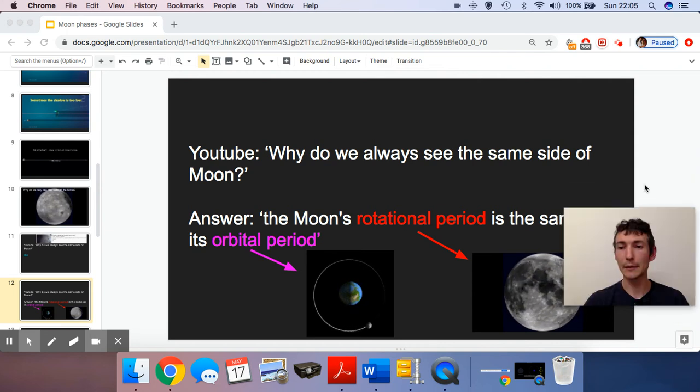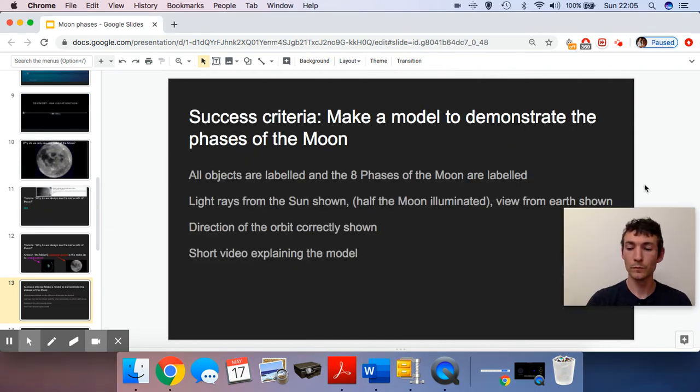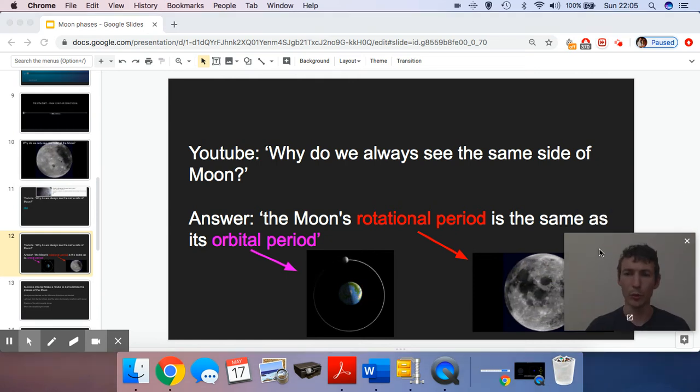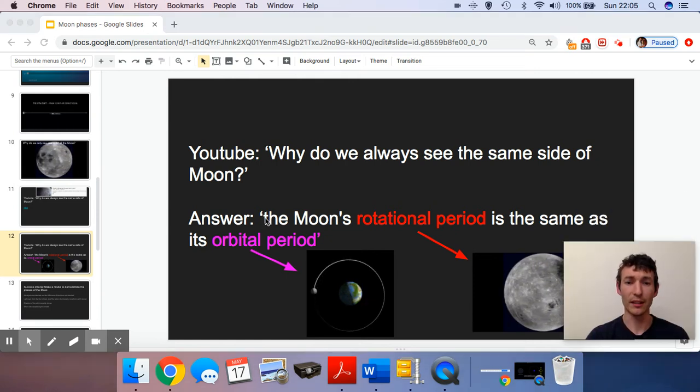Right, let's keep going. Sorry, that's a really important sentence. I'm just going to make sure that you paid attention to that. So the moon's rotational period is the same as its orbital period.